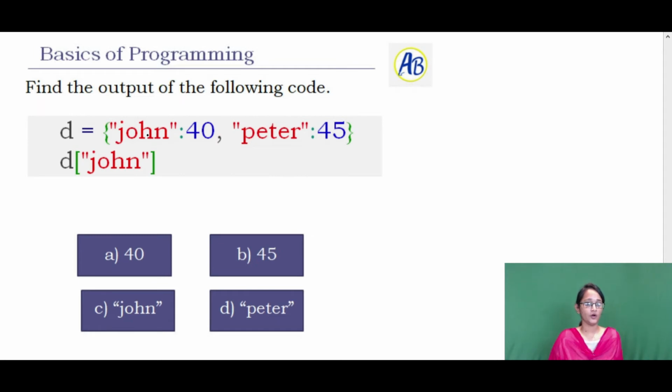Next, we have to find the output for this code. You can see I created one dictionary. Inside the dictionary, I assign the keys and values. For John key, the corresponding value is 40. For Peter key, the corresponding value is 45. Now I want to print this key John. In my output, the corresponding value will be printed. For this John key, the corresponding value is 40. So A is the correct option here.